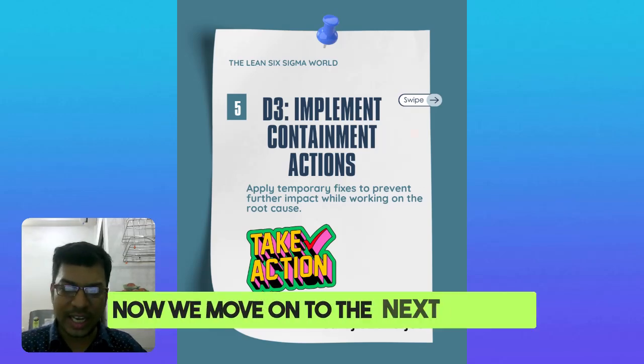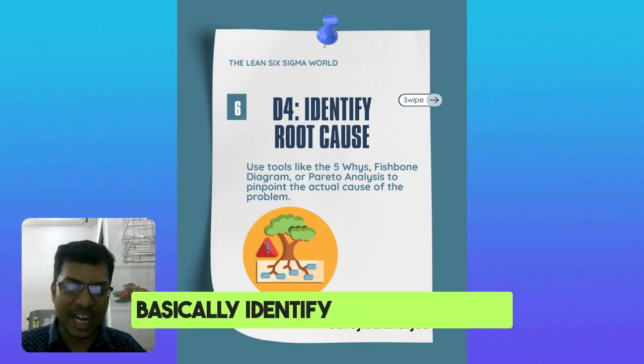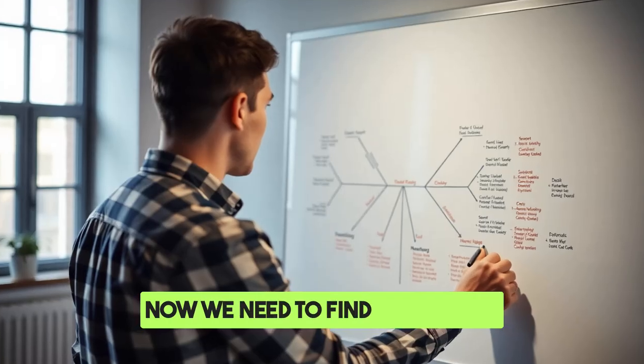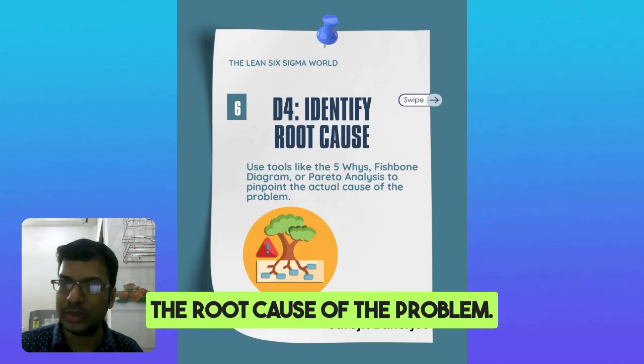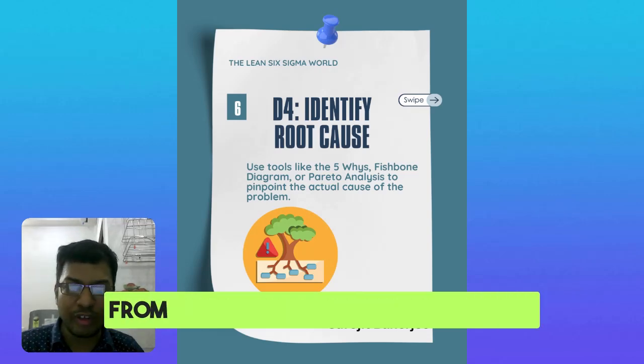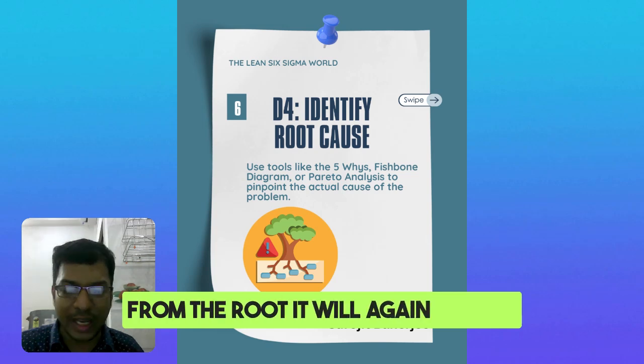Now we move on to the next, D4, that is basically identify the root cause. Now we need to find out what is the root cause of the problem, because the problem should be solved from the root. Until it is solved from the root, it will happen again.